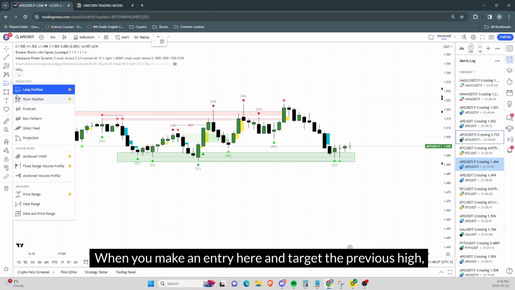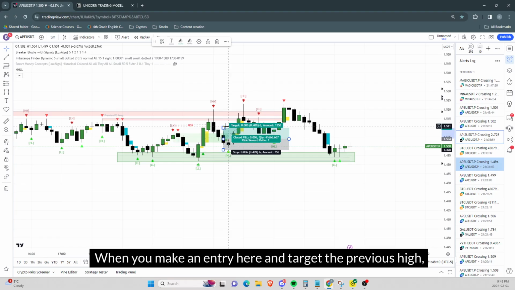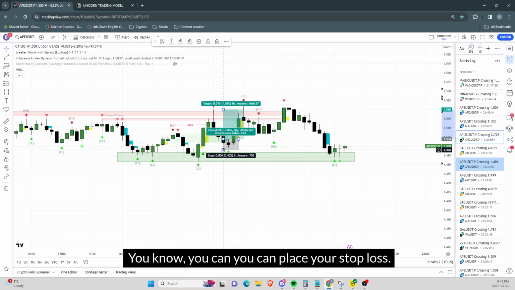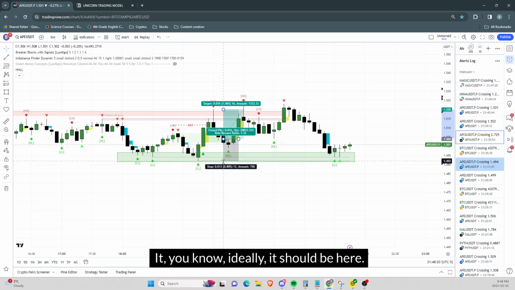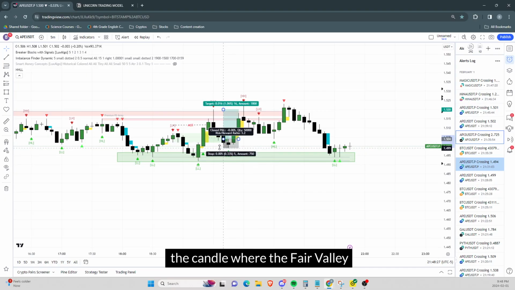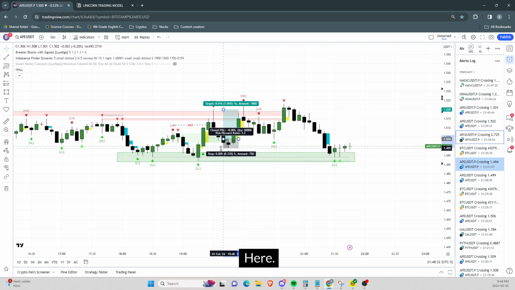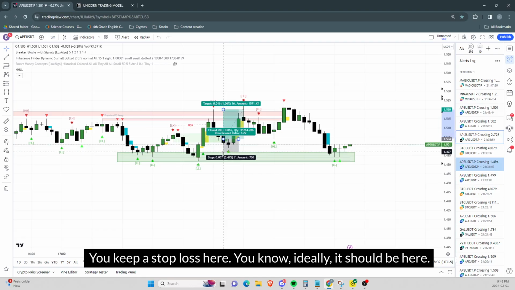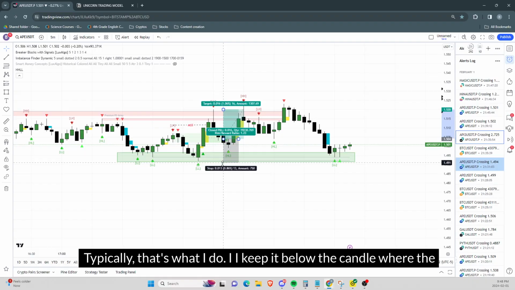and it overlaps with the fair value gap. When you make an entry here and target the previous high, you can place your stop loss. Ideally it should be here, but you can place it right below the candle where the fair value gap and the breaker block happened here. So you make an entry here, you keep a stop loss here. Ideally it should be here. Typically that's what I do.